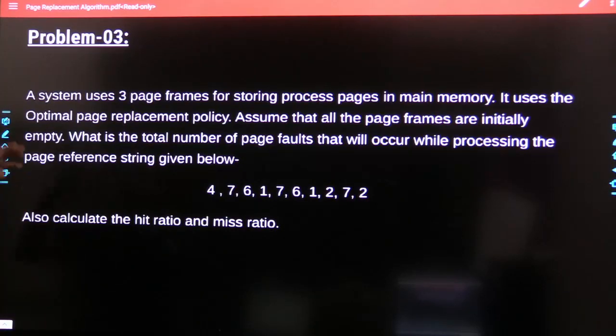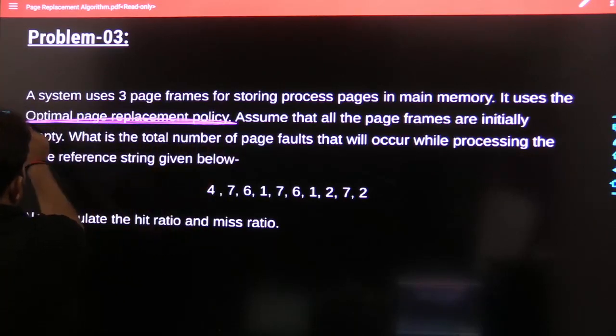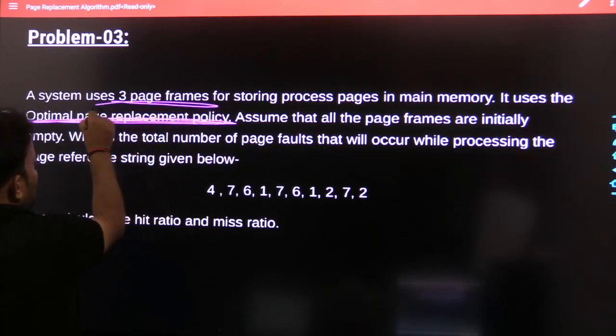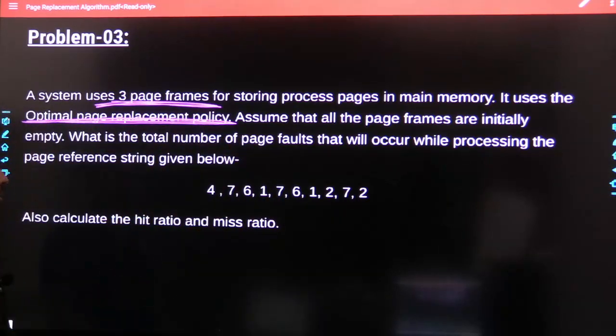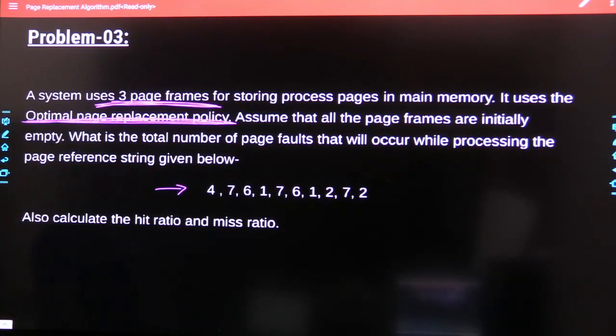Here we need to use what? Optimal page replacement algorithm policy. Optimal page replacement policy, my dear friends. In main memory, number of frames is the same, 3. Just go and solve it. Same reference string. Giving you 2 minutes again.